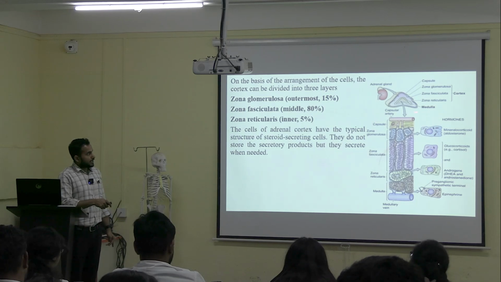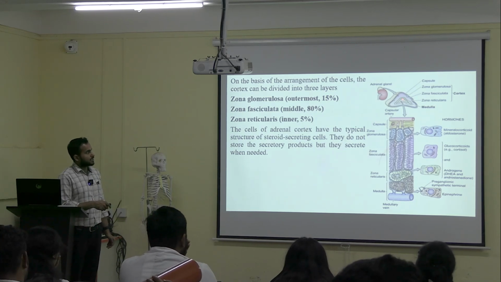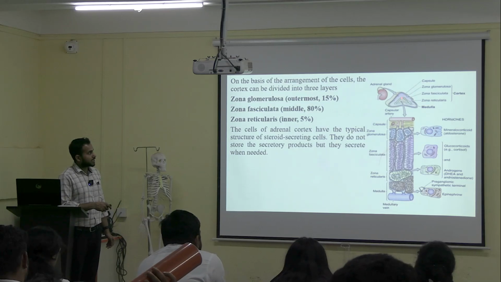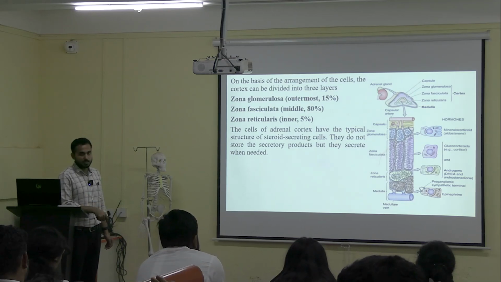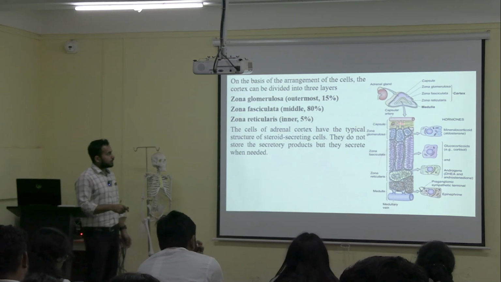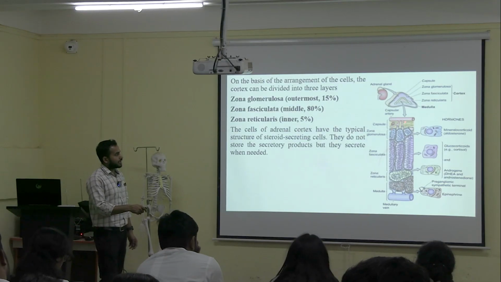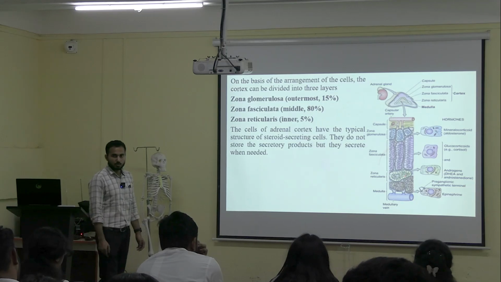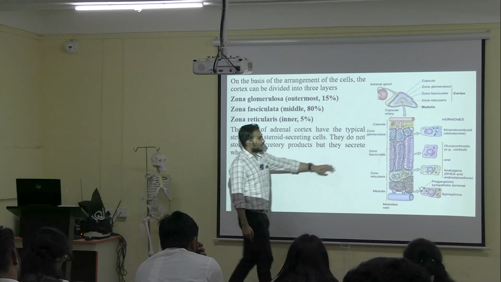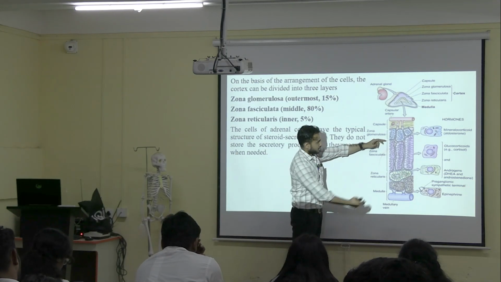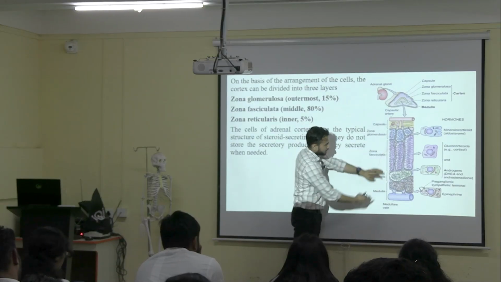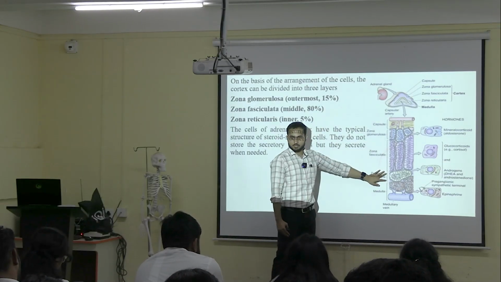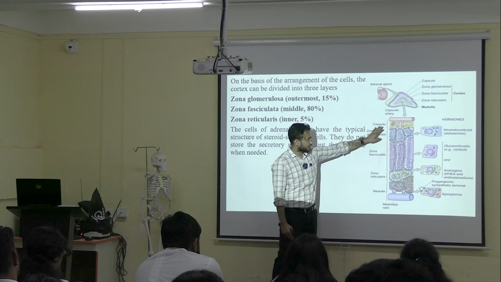Now if you see the diagram, once the section of the suprarenal gland is taken, you can see the larger part is the cortex and this smaller part is the medulla. The outer part first is the connective tissue capsule. Below the capsule, this entire part is made up of cortex. Three zones are there. This is the outermost zone, this is the middle or the largest zone, and this is the innermost or the smallest zone of the cortex.